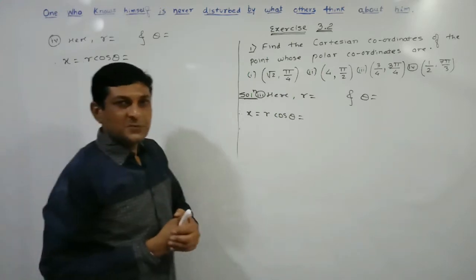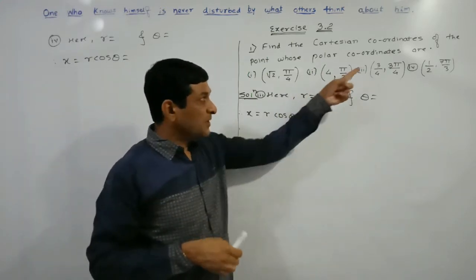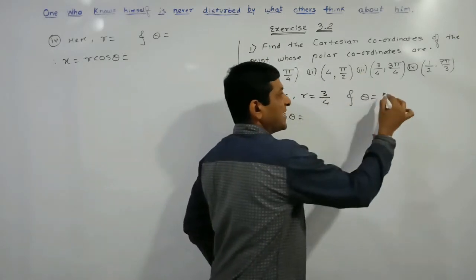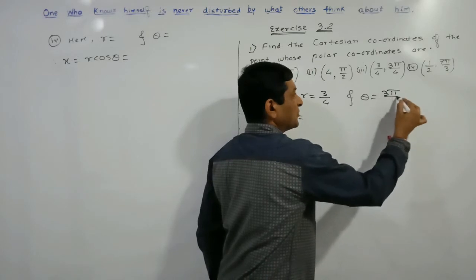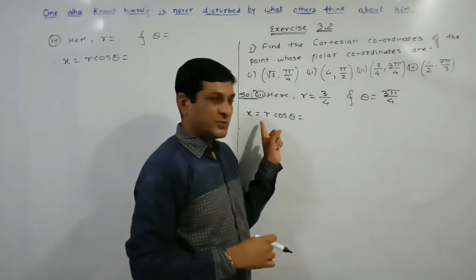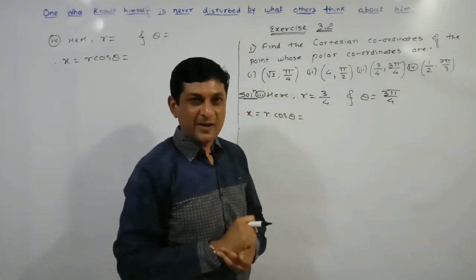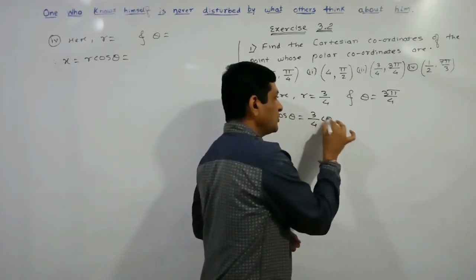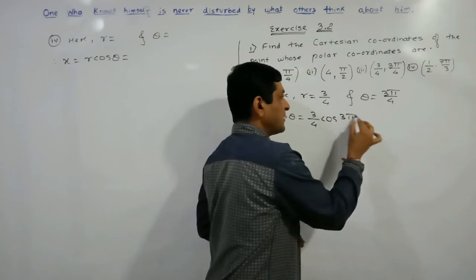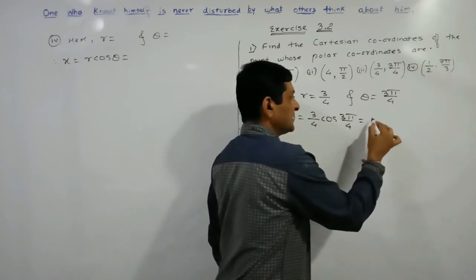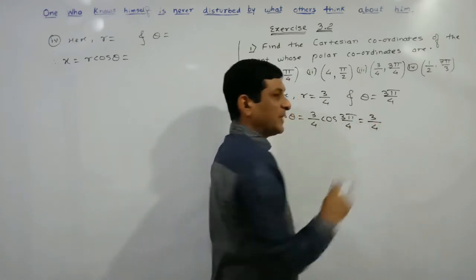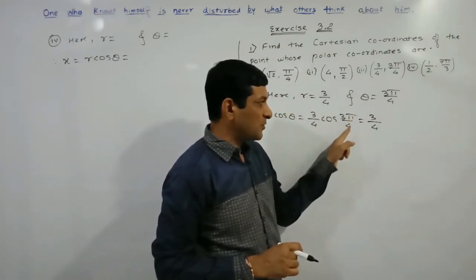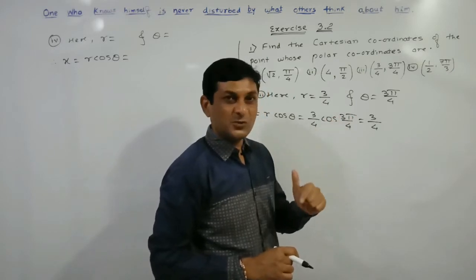Now see in the third example, what is the value of R here? R is equal to 3 by 4, and the value of theta is 3 pi by 4. Now substitute these values in the relation to find the x coordinate. R I am replacing by 3 by 4 into cos theta, and theta by 3 pi by 4. So 3 by 4, keep it as it is. Now we can observe that 3 pi by 4 means pi by 4 is 45, and 45 into 3 is 135.